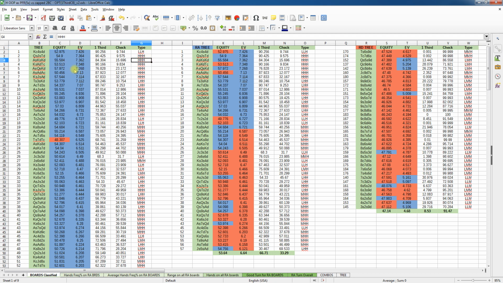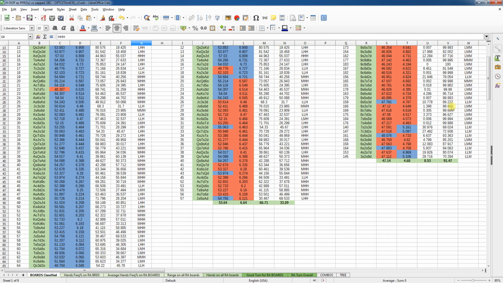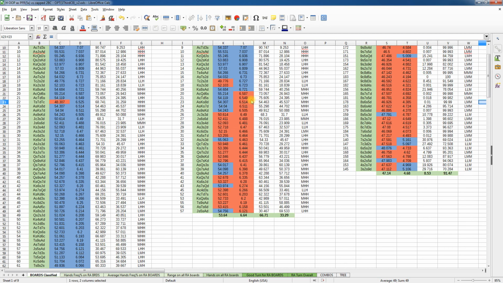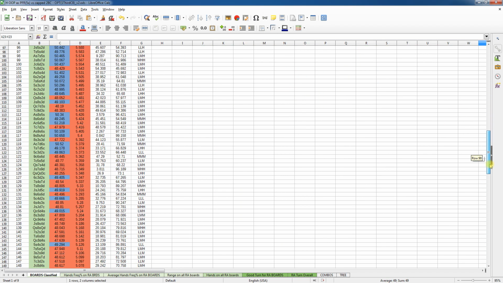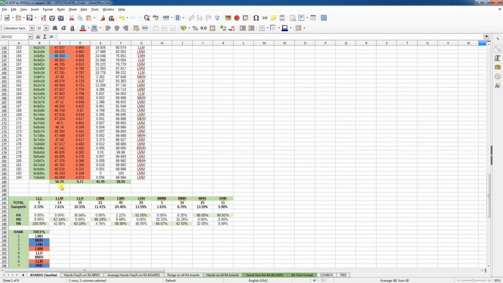And the first thing I did is if you go to the bottom of that table, I did the average for the equity, the expected value, the frequency with the 1/3 on the flop, and the frequency with the check. And basically, whenever a board has an equity below or an expected value below the average, or both, I give them a red color like this.